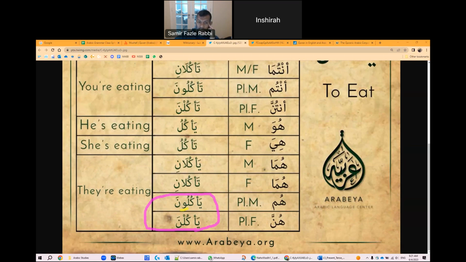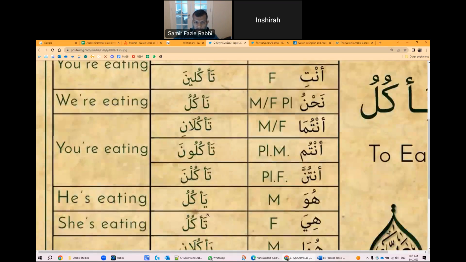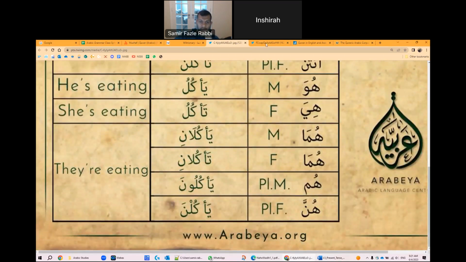Where are you looking? They're eating, at the bottom of the screen. Yeah. So let's look here again. The difference here, between these two guys right here, is there's hum and hunna, right? And hum yakulun and hunna yakulna. So yakulun has this wow and yakulna does not.